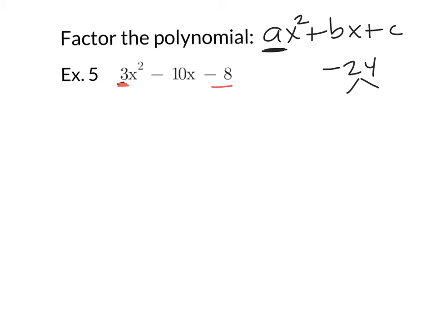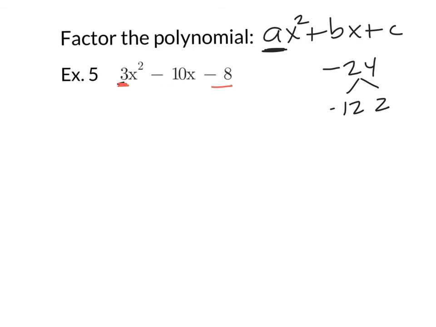You might think of 1 and 24, or 2 and 12, 3 and 8, 6 and 4. Just try factors of negative 24. One will be positive, one will be negative, such that they add up to negative 10. And with a little trial and error, you should end up with negative 12 and positive 2. When I multiply those two numbers, I get negative 24. When I add them, I get negative 10.